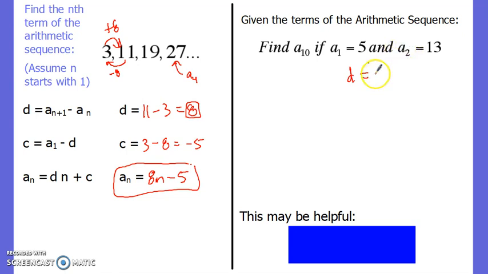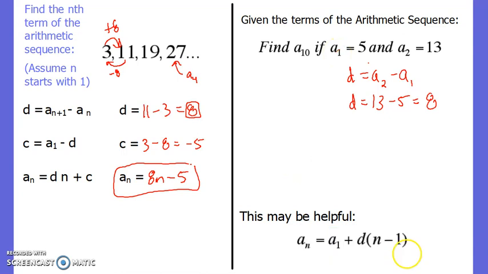Well, any term, so term a sub 2, minus the term before it, a sub 1, should be one way to get our common difference. So if we took 13 minus 5, the difference to get from one step to the next essentially became 8. Well, now our other sequence would be helpful because we could go find that C value. We are on term 1, so we could back up and find that C value if we wanted to, set up a sequence, and then plug in 10.